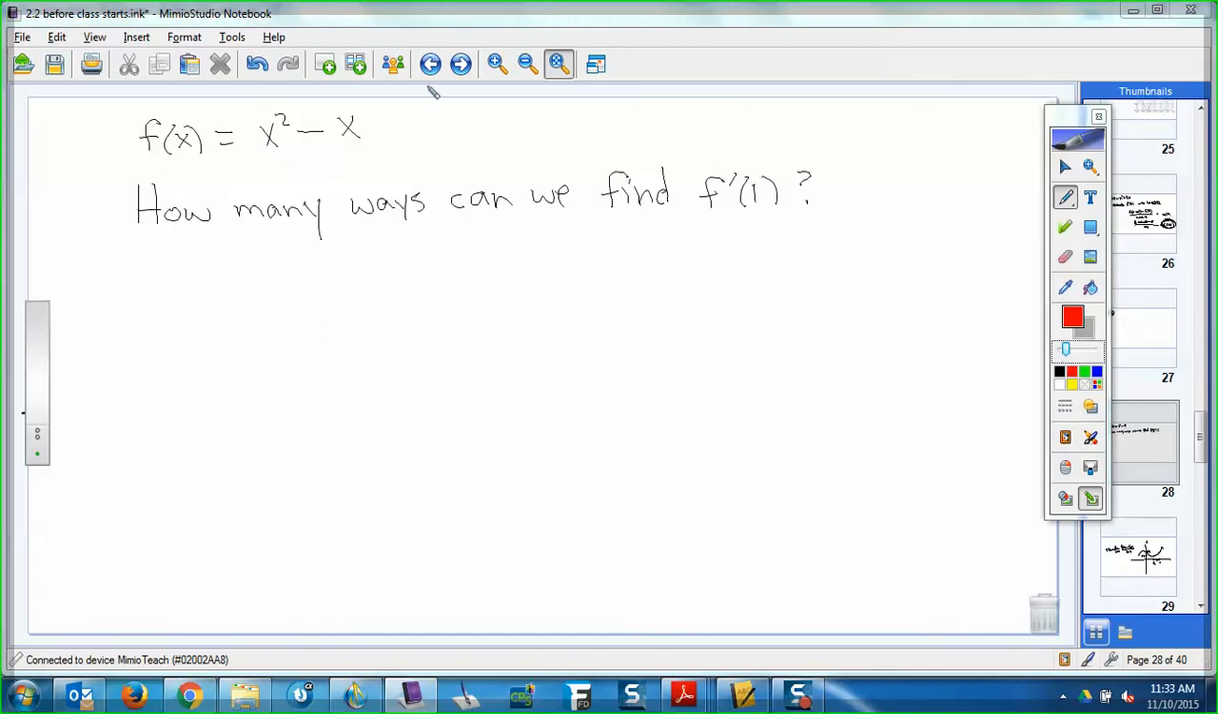What's the derivative of x squared minus x? 2x minus 1. The slope of negative x, or the slope of x would be 1, minus 1. Now put a 1 into there, right? We can do that. So we just found another way we can do that.